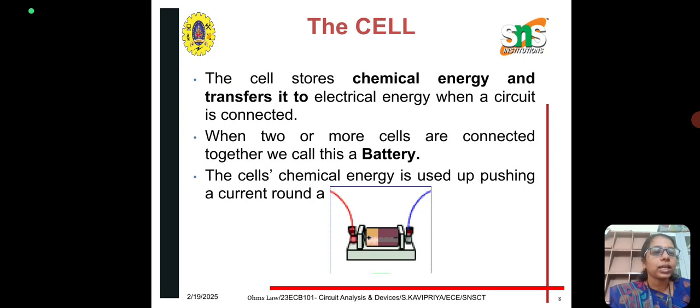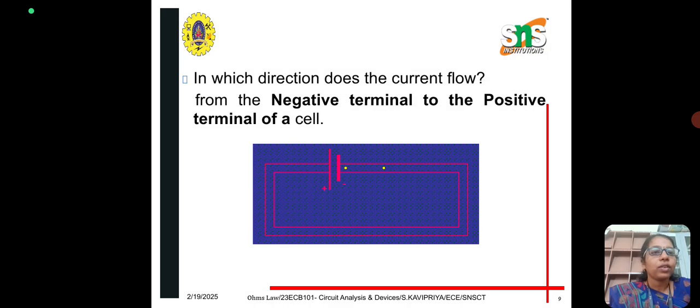The cell stores chemical energy and transfers it to electrical energy when a circuit is connected. When two or more cells are connected together, we call it a battery. The cell's chemical energy is used up pushing a current around the circuit. Current flows from the negative terminal to the positive terminal of a cell.